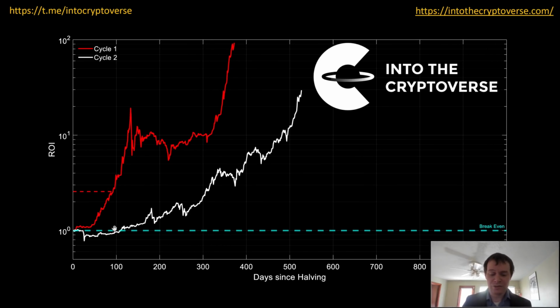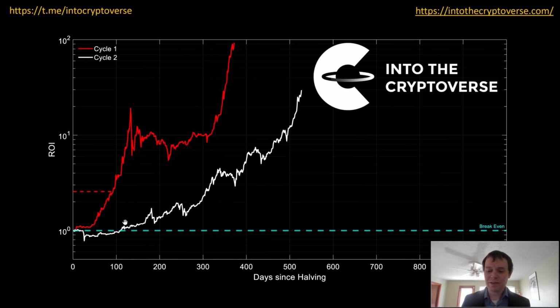Here is after the second halving. You can see that initially we dropped off a little bit. Your ROI, you would have been losing money essentially in the short term. And after 100 days, while in this picture over here, after about 130 days or so, you would have had 20x return on your investment.